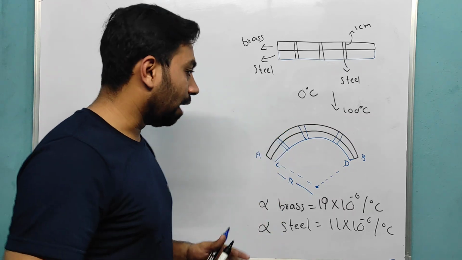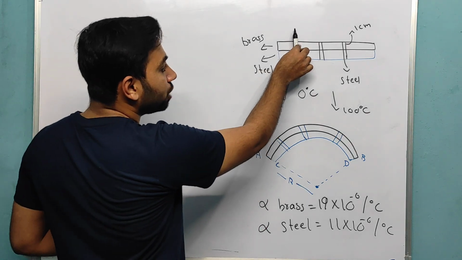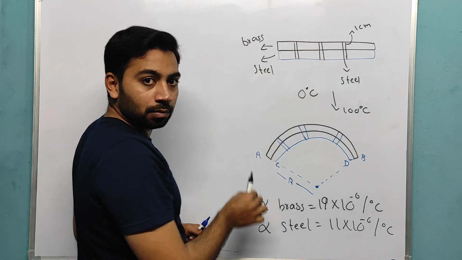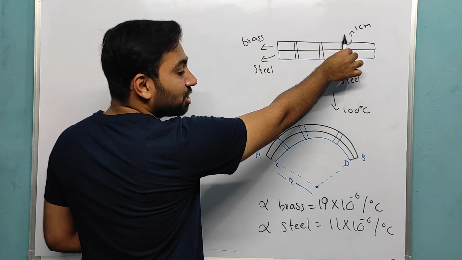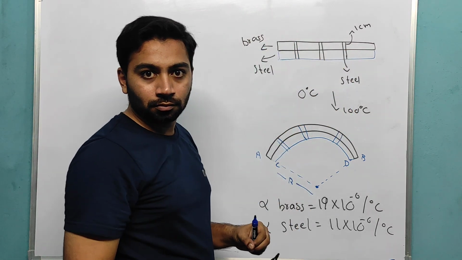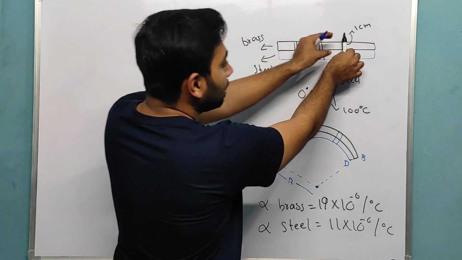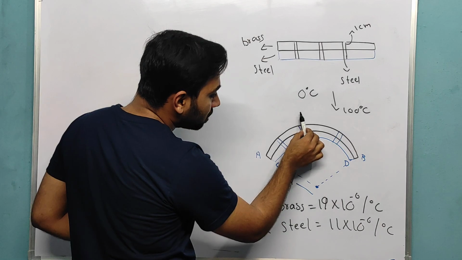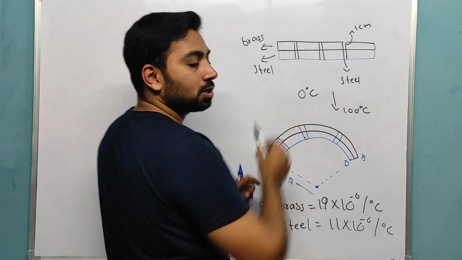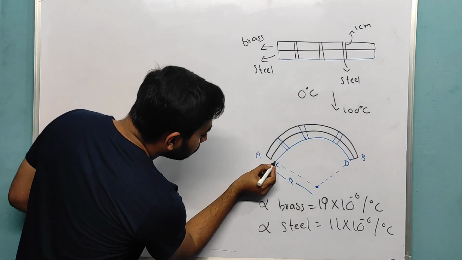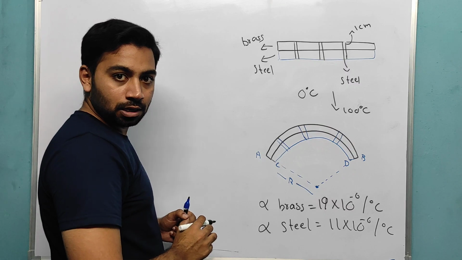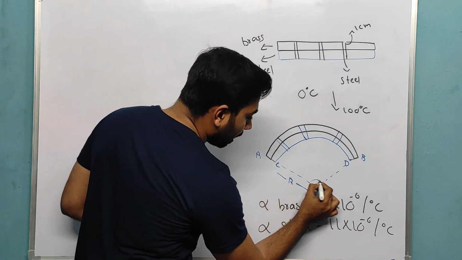Before you find it, I will tell you one thing. This is also steel. Now when you heat, this steel will also expand. Correct? When you heat, this steel will also expand, which means whatever is here will be more than this. Which means this will also have some area, AC. So I need to find this angle theta.